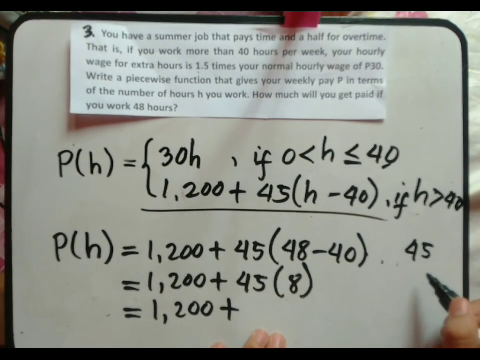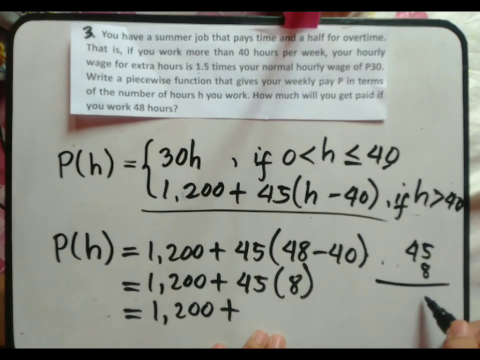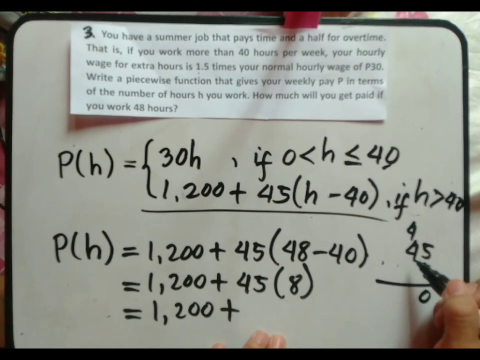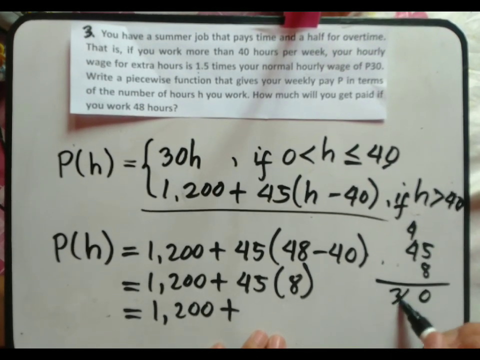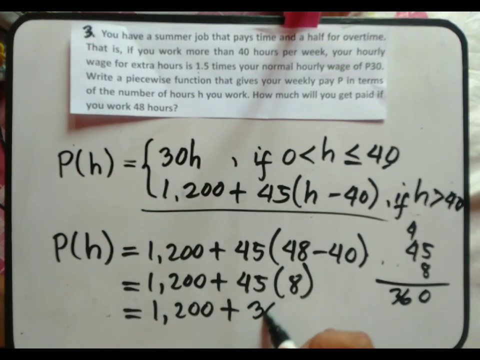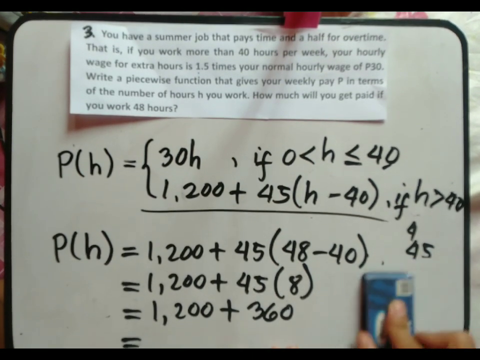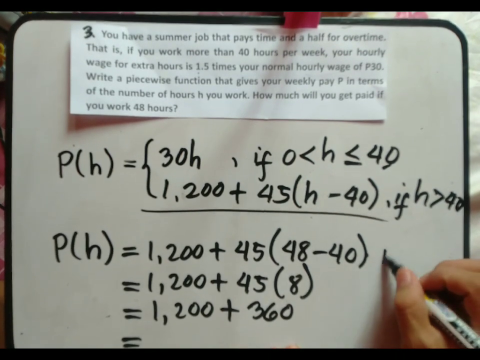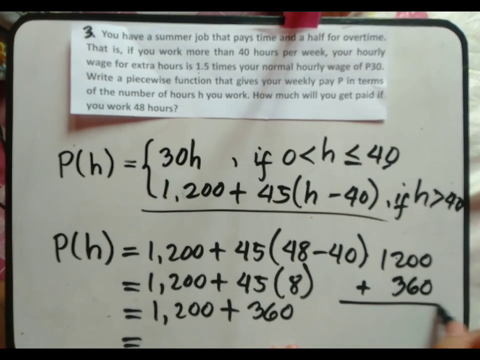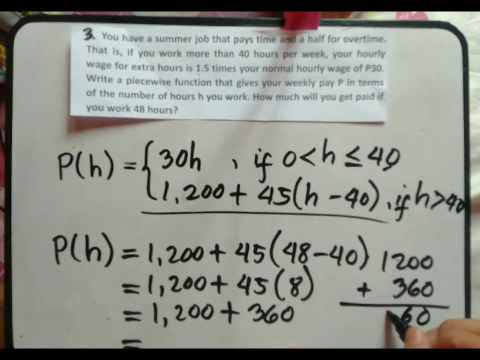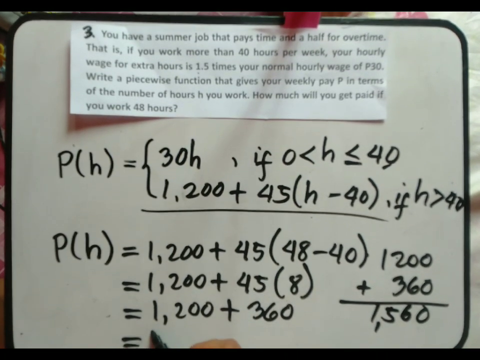So, 45 times 8. 8 times 5 is 40. 8 times 4 is 32. 32 plus 4 is 36. So, plus 360. So, equals, then add na lang yan, 1,200 plus 360. So, 1,560 pesos.